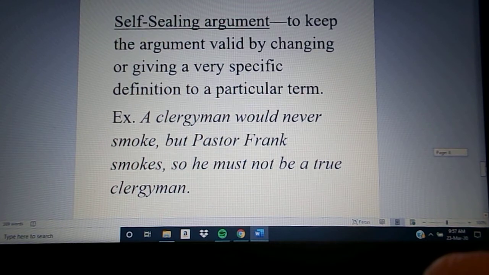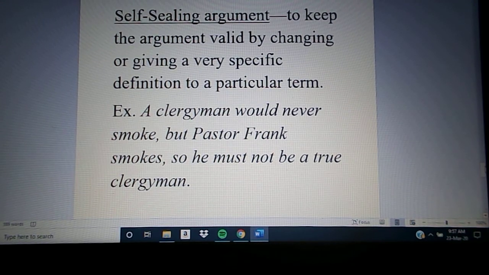We have within the category of begging the question some other variations upon it. And one of these that's mentioned in your book is what we call a self-sealing argument. A self-sealing argument is one that tries to keep the argument valid by changing or giving a very specific definition to a particular term.